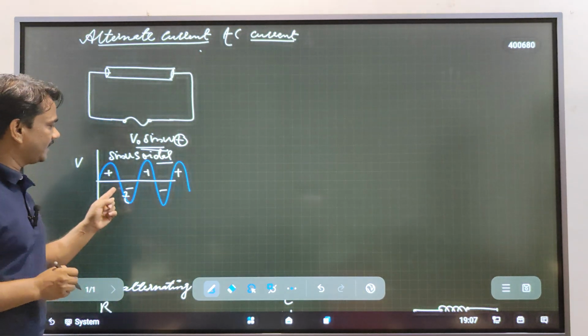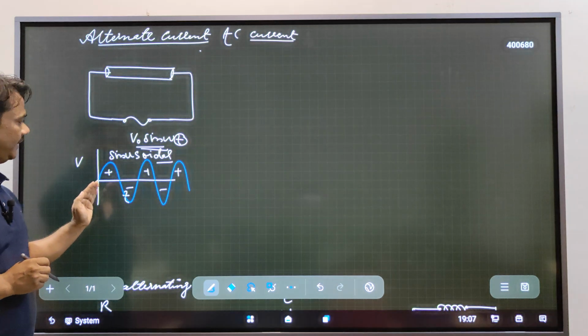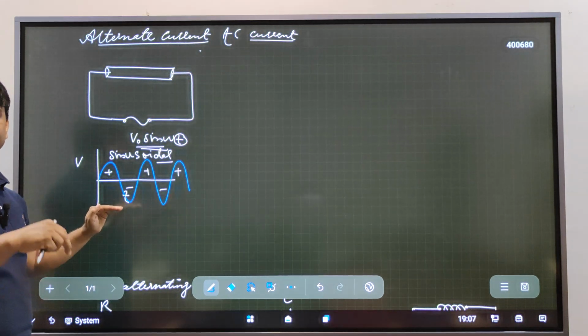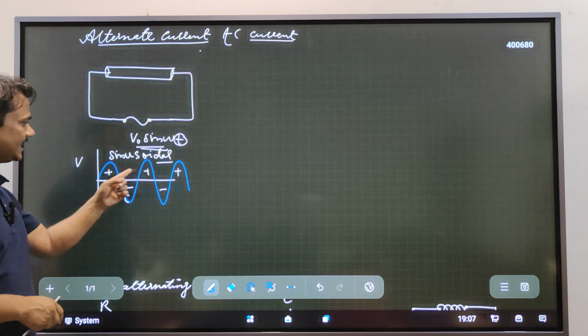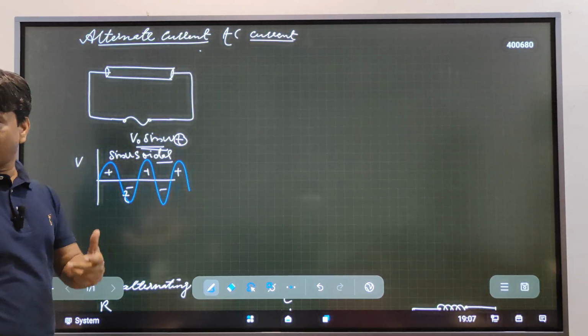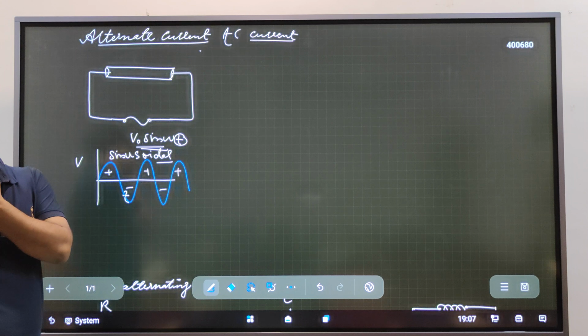This is due to the fact that after each half interval it changes direction, or after each negative the positive will come. The next positive comes just after one half signal. That is called alternating.